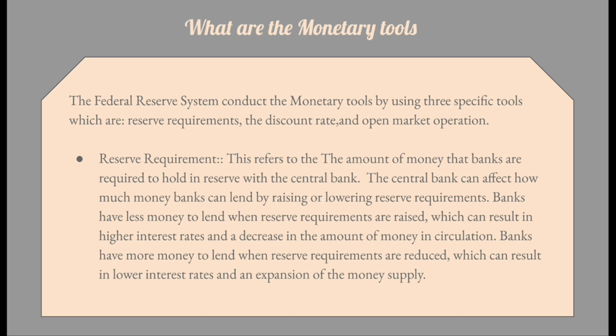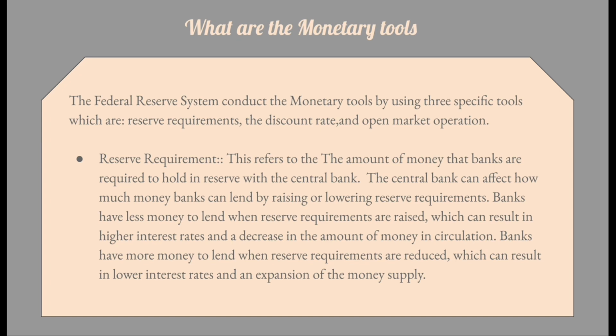The Federal Reserve System conducts the monetary tools by using three specific tools, which are reserve requirements, the discount rate, and the open market operation. Reserve requirement refers to the amount of money that banks are required to hold in reserve with the central bank. The central bank can affect how much banks can lend by raising or lowering reserve requirements.